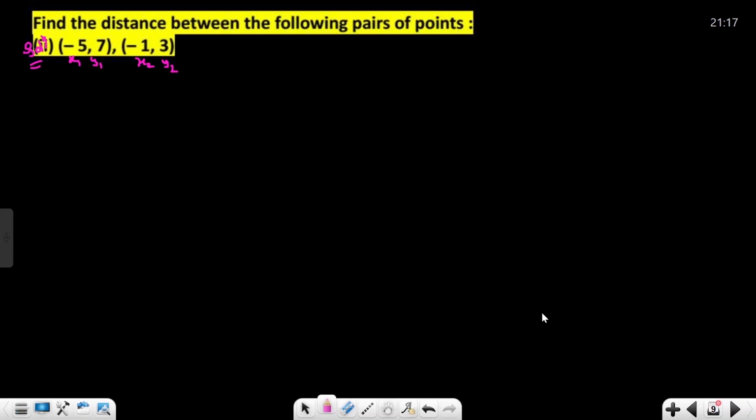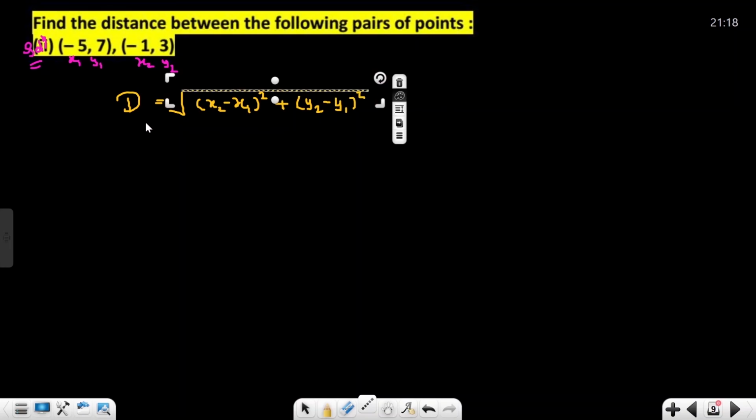Okay, so first of all, write the distance formula. Give a and b names. The distance formula is root x2 minus x1 square plus y2 minus y1 square. If my voice is low, then use earphones.